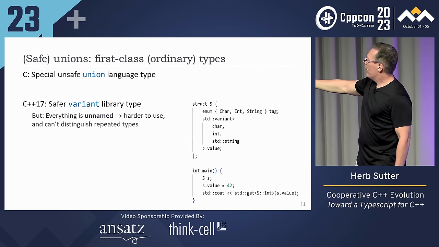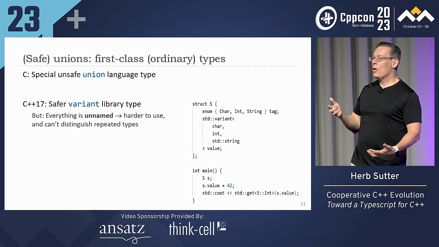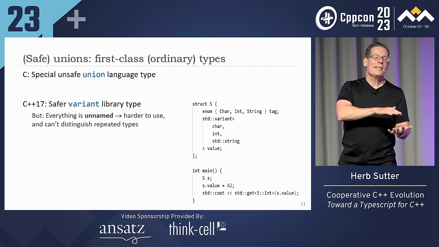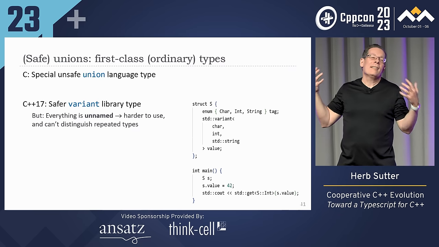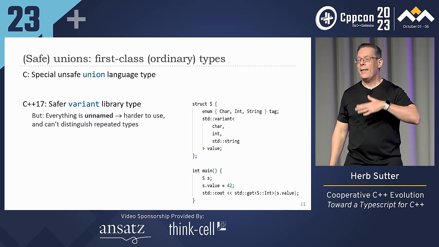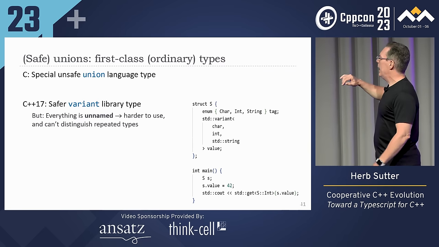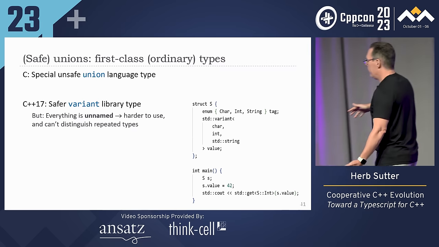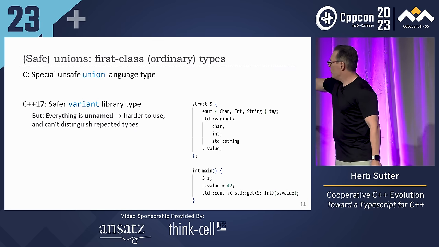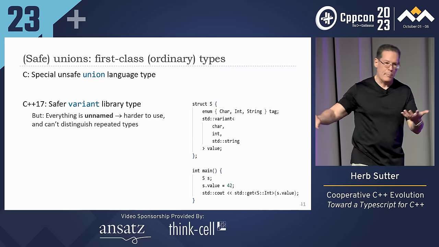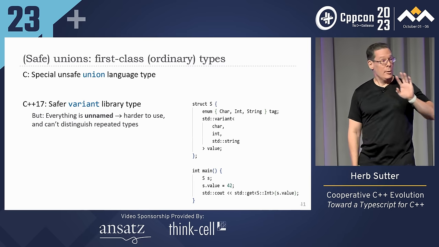And within a variant, we have all this fun talking about, well, what if there are two alternatives of the same type? We can't distinguish them, and we have all sorts of rules about when that's legal and when it's not, and you have to get at it by the index. And if you want any value at all, you have to use std get and pass in an integer index and get it that way, or a type. But it's cumbersome compared to union.